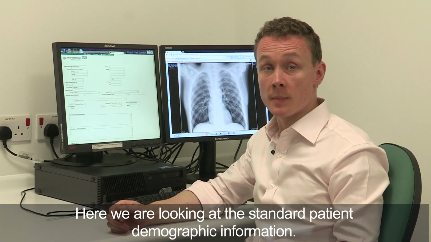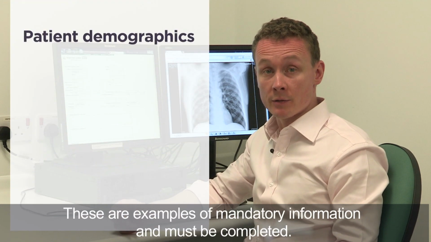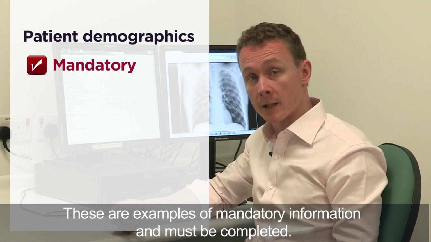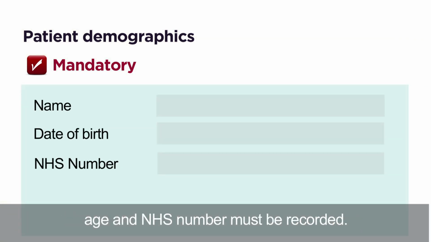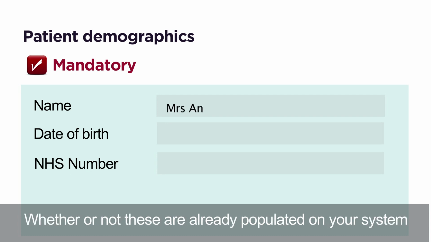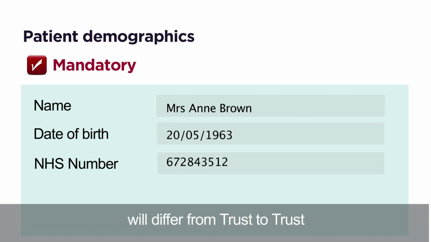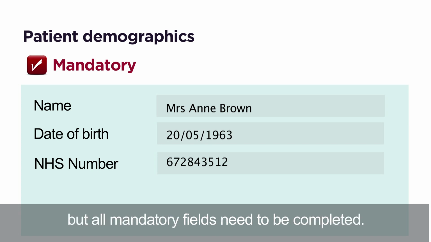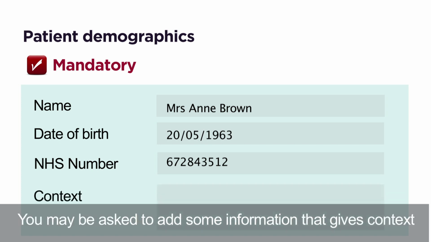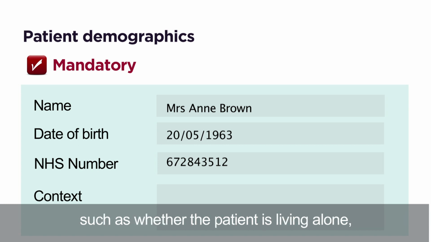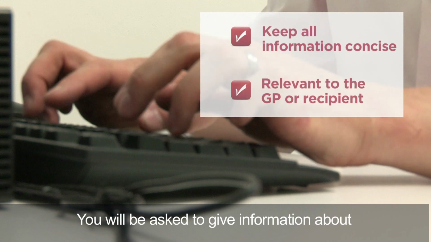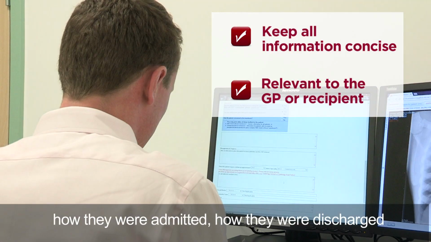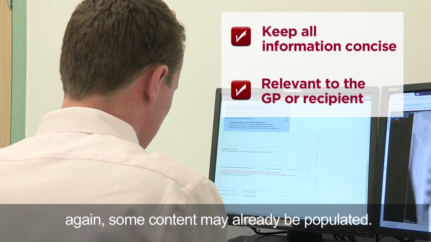Here we are looking at the standard patient demographic information. These are examples of mandatory information and must be completed. The patient demographics here, such as name, age and NHS number, must be recorded. Whether or not these are already populated on your system will differ from trust to trust, but all mandatory fields need to be completed. You may be asked to add some information that gives context, such as whether the patient is living alone, what language the patient speaks, and if they need an interpreter. You'll be asked to give information about how they were admitted and how they were discharged. Again, some content may already be populated.